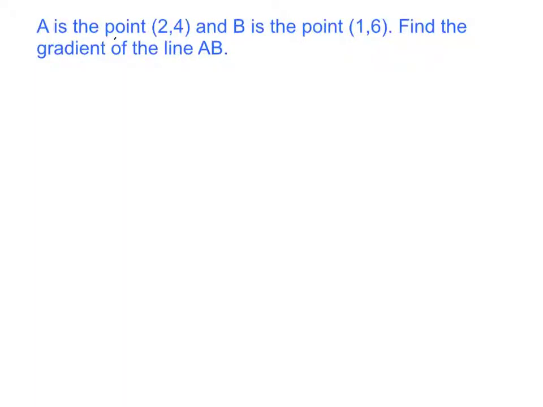This is Unit 1 Outcome 3, and the first question asks us to find the gradient of a line AB. And so we're going to use our gradient formula, which is m is equal to y2 minus y1 over x2 minus x1. Now be really careful here, making sure that you're remembering your y coordinates are the second coordinate in your brackets.